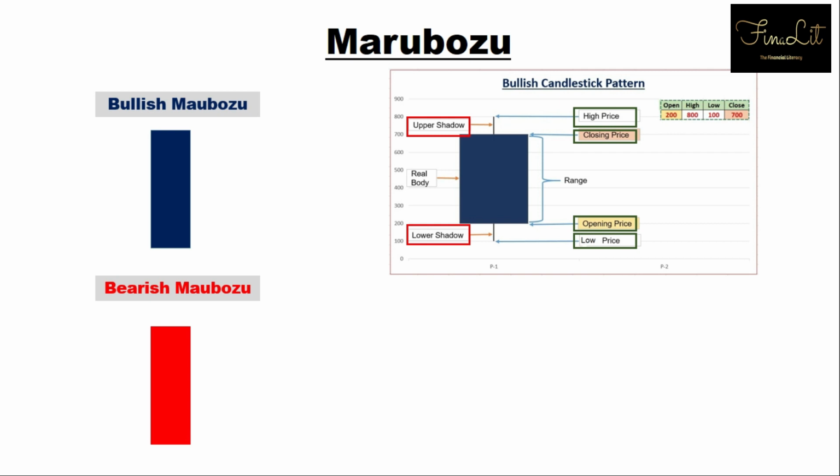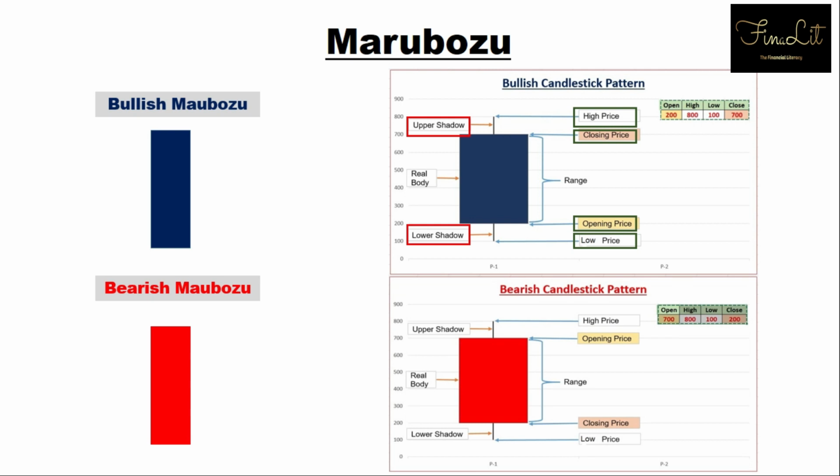A bullish Marubozu indicates that there is so much buying interest in the stock. Buy around the closing price of a bullish Marubozu. Keep the low price of the Marubozu as a stop loss. Bearish Marubozu indicates extreme bearishness. Here the open is equal to the high and close is equal to the low price. Open equals high and close equals low.